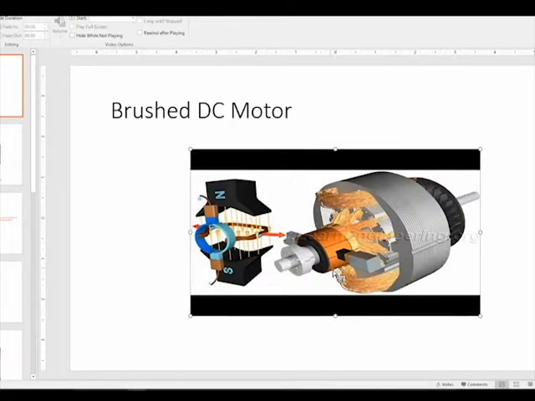The stator provides a constant magnetic field, and the armature, which is the rotating part, is a simple coil. The armature is connected to a DC power source through a pair of commutator rings.